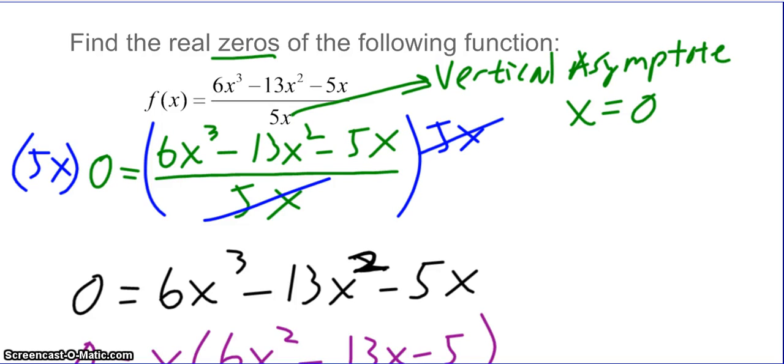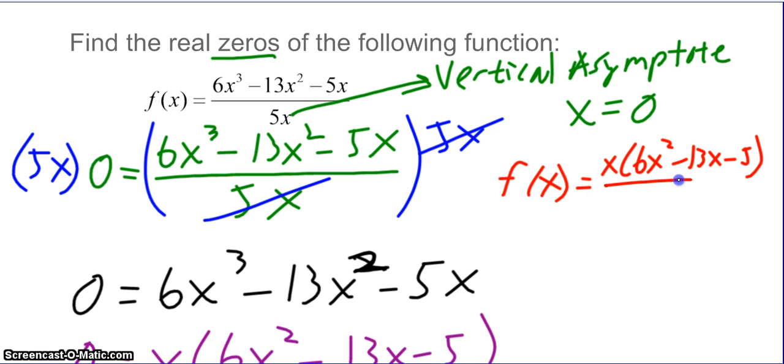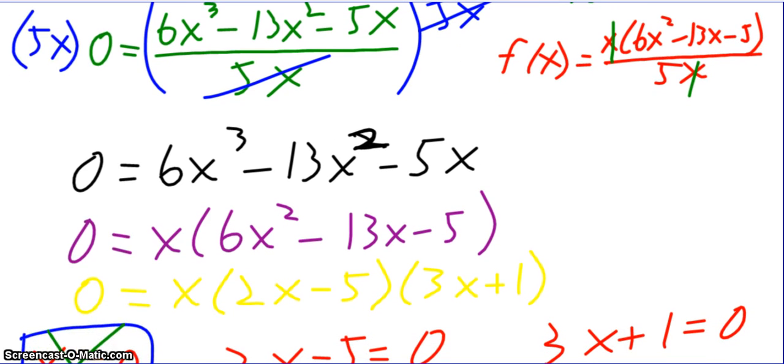Now, one thing I might have done differently in the beginning is I might have factored out that common factor of x from the start. So if I wrote this as f of x equals x times 6x squared minus 13x minus 5 over 5x, and I simplify the x's right away, now that's gone, and when I go ahead and continue solving for my zeros by setting the function equal to 0, then I'm not going to get that false x equals 0 as a 0.